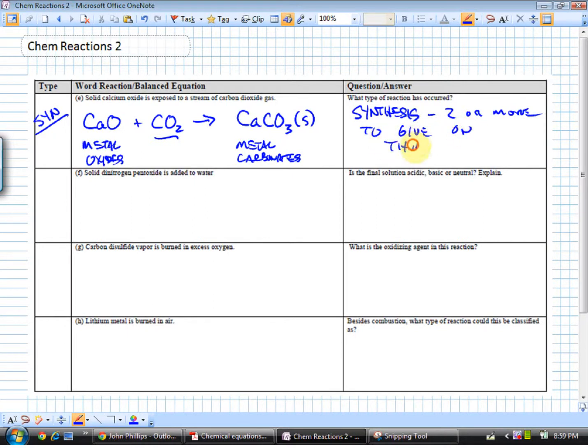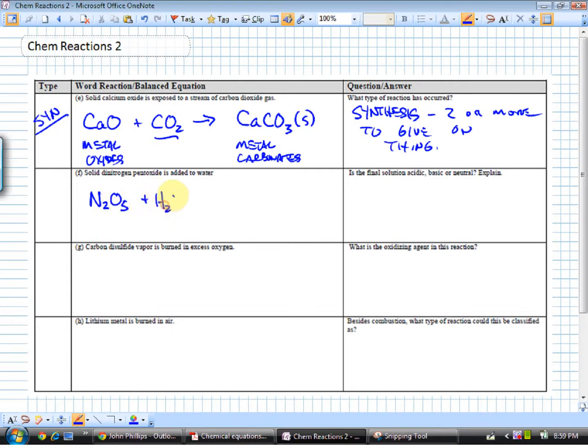Notice there's no change in oxidation numbers here, no redox going on. This is just an ionic compound combining with a covalent compound to form a different ionic compound. All right. Next case, solid dinitrogen pentoxide is added to water. So dinitrogen pentoxide, hope everybody can write the formula for that. The name tells you N2O5 reacting with water.